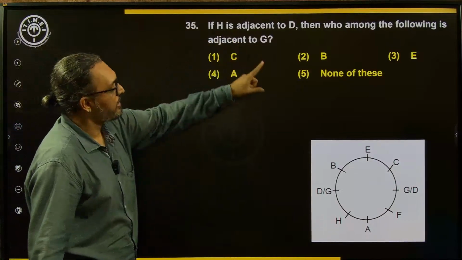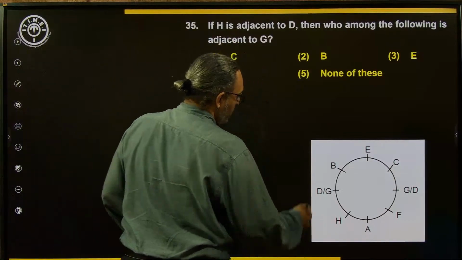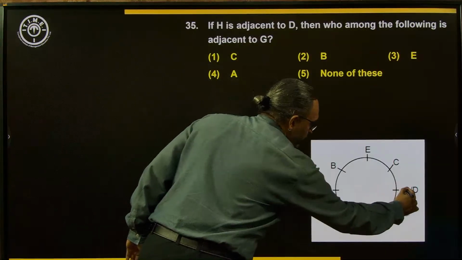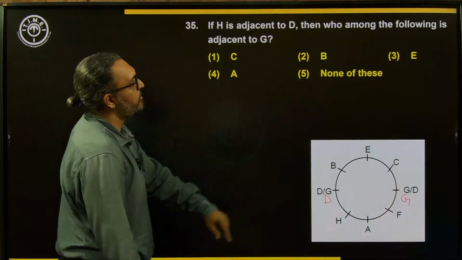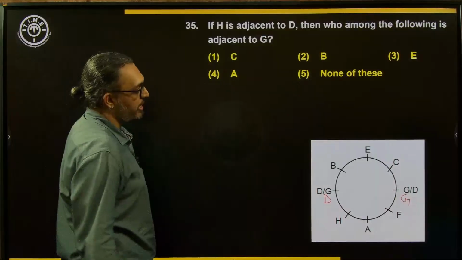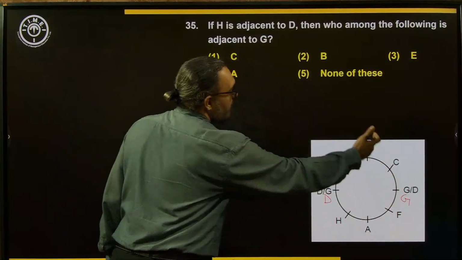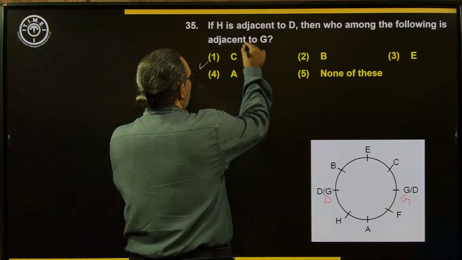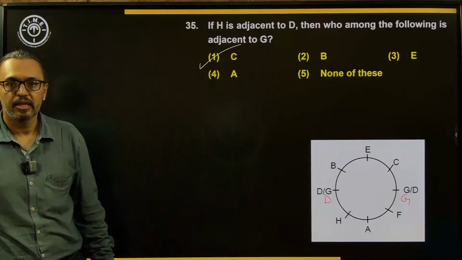Then if H is adjacent to D, so basically it is asking us to put D here and G here. So if H is adjacent to D, then who among the following is adjacent to G? So adjacent to G you have either C or F. F is not there, but you definitely have C. So first option. Correct?